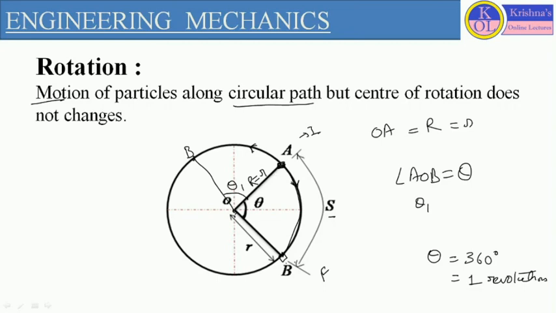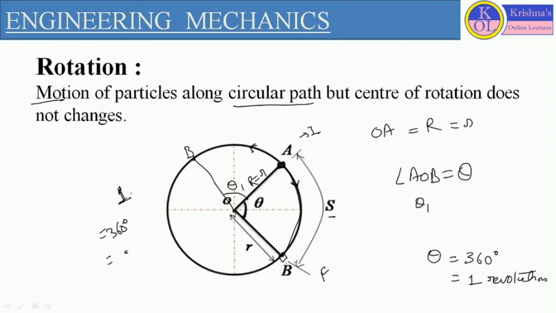So if this particle is moving from point A in a particular direction, for example clockwise direction, it will cover this complete circle, and if it is coming back to its original position A, it means this particle is covering one complete revolution. So one complete revolution of the particle along this circle is equivalent to 360 degree.